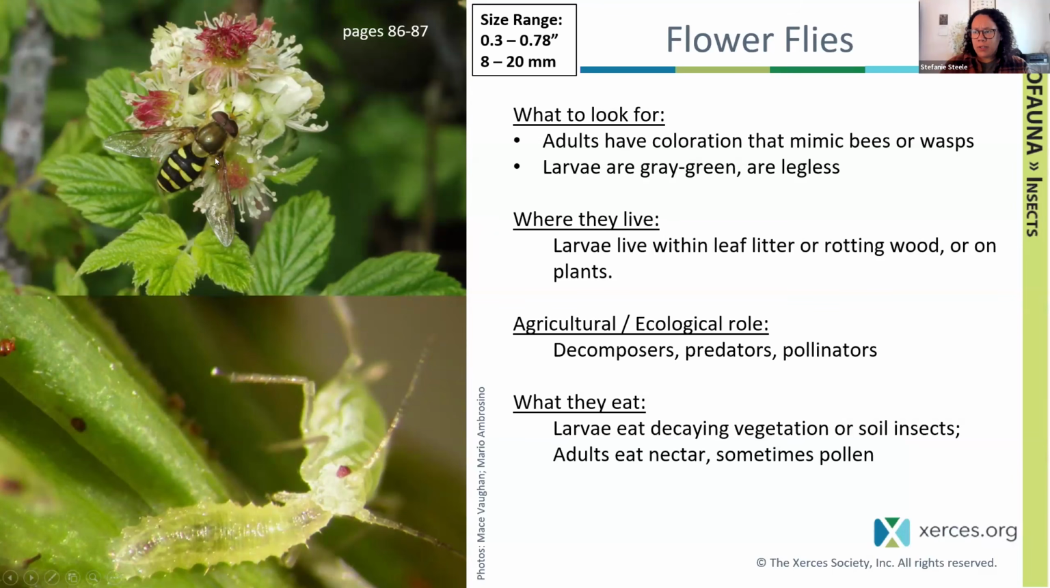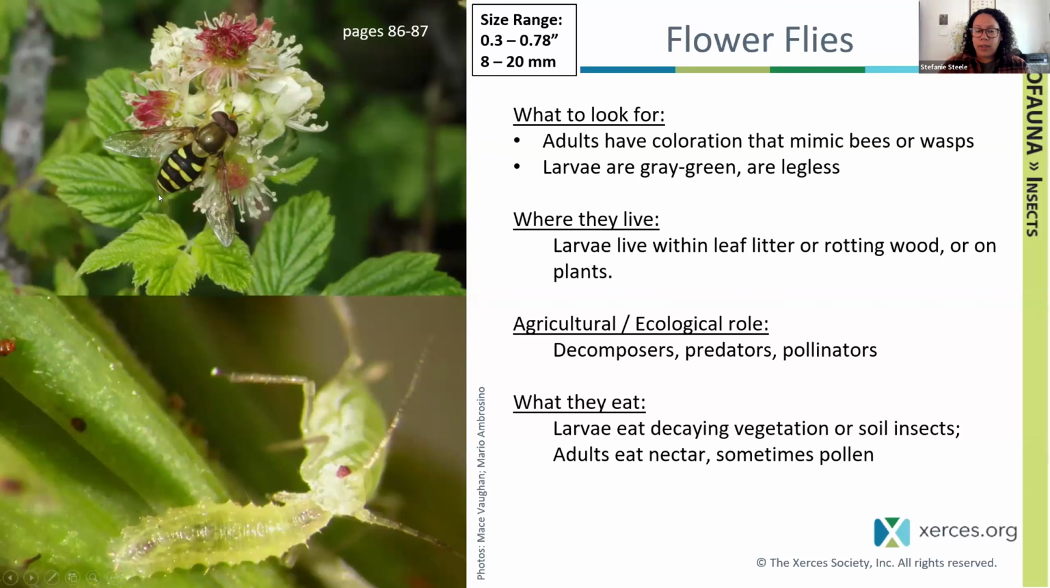You'll also notice that they just have one pair of wings. Bees and wasps have two pairs of wings. Often their eyes are very large. They don't have that longer elbowed antenna. So those are some ways to differentiate these flies.